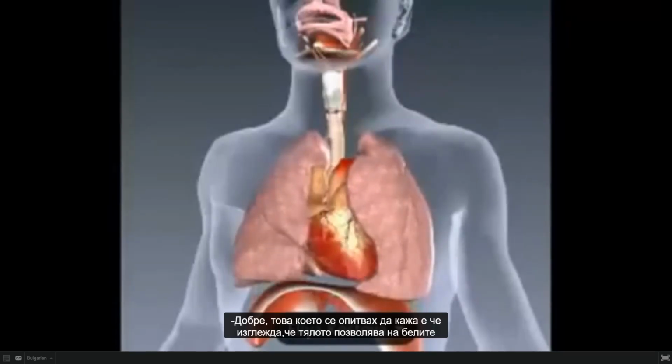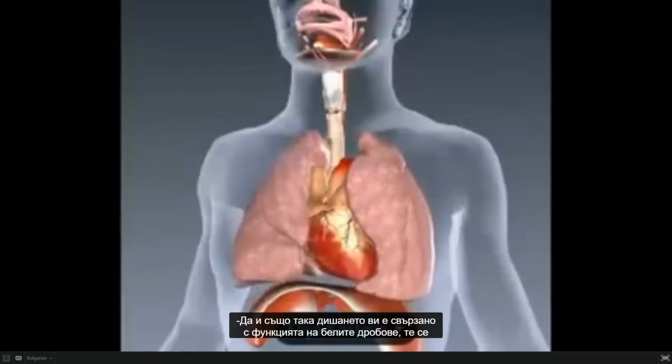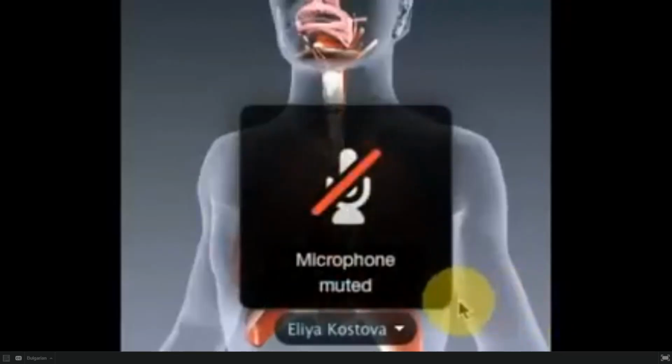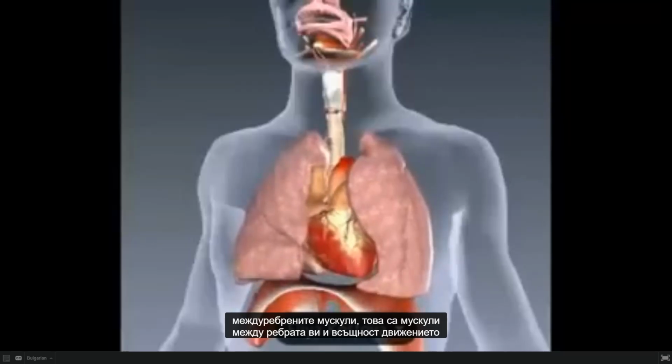So what I was trying to get at is that it looks like the body is allowing the lungs to expand rather than using the diaphragm to physically force it to contract and expand. Yeah, and also your breathing is related with the function of the lungs, their movement itself. It's also related with the movement of the diaphragm and with the movement of your intercostal muscles. There are muscles between your ribs. And right, that would actually allow the lungs to expand.